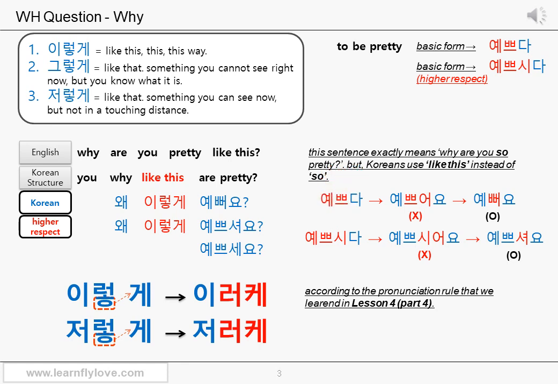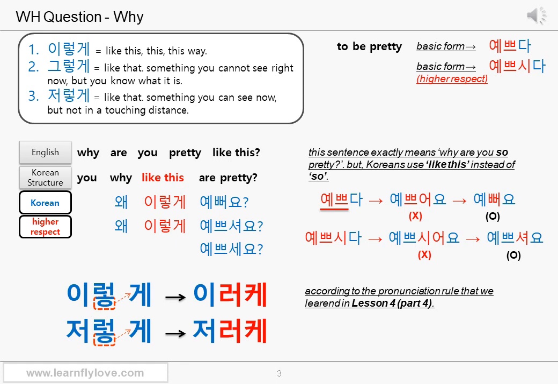The basic form of the adjective "pretty" is 예쁘다, 예쁘다. The stem is 예쁘. The vowel of 쁘 is 으, the neutral vowel. We should add 어요. So it's 예쁘어요, 예쁘어요. But 쁘 doesn't have any final consonant.